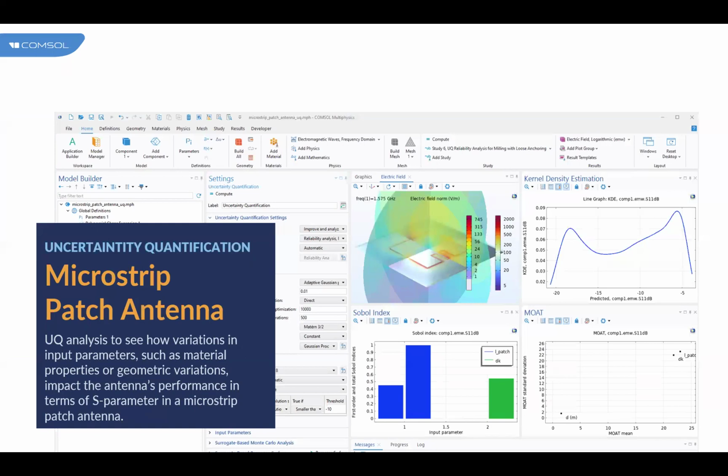Microstrip patch antennas, common in wireless, radar, and satellite systems, are particularly sensitive to such uncertainties. Integrating uncertainty quantification into simulation workflows helps assess how changes in substrate thickness, material permittivity, and fabrication tolerances affect key metrics like resonance frequency, gain, and efficiency, ultimately leading to more robust and reliable antenna designs.